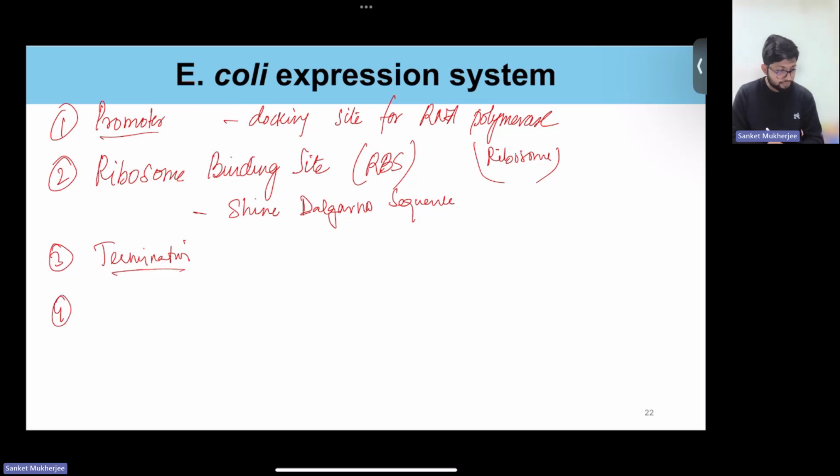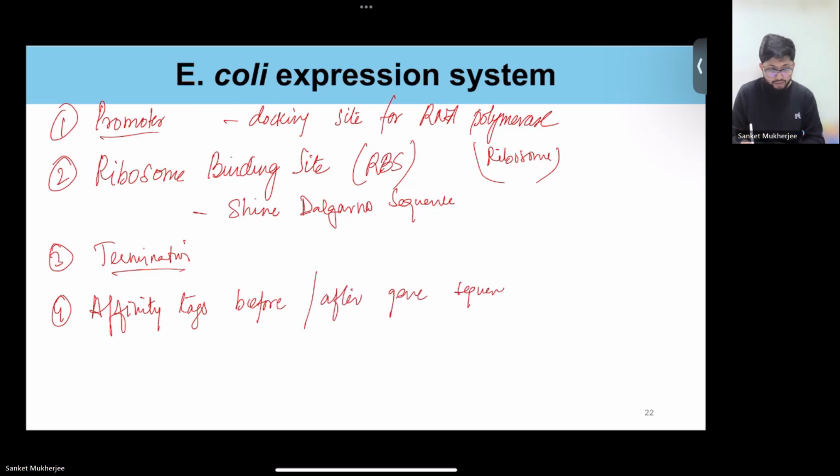And there could be affinity tags before or after the protein, right? Before or after the gene sequence. So there are multiple affinity tags. Very common are polyhistidine tags. There could be other tags as well. So these are present.